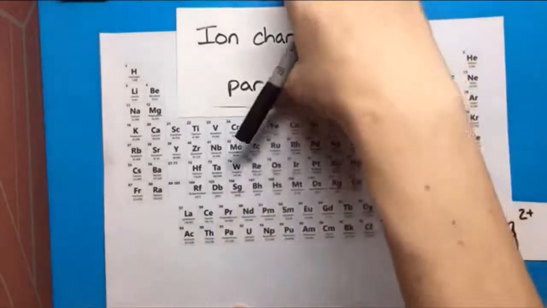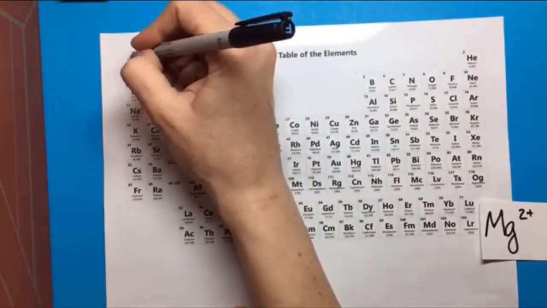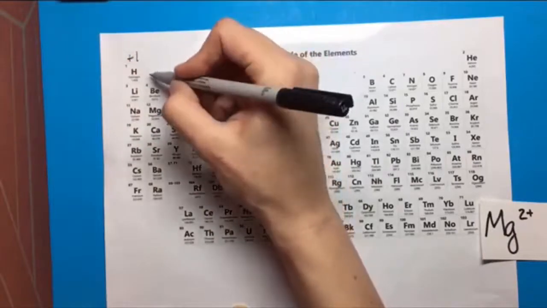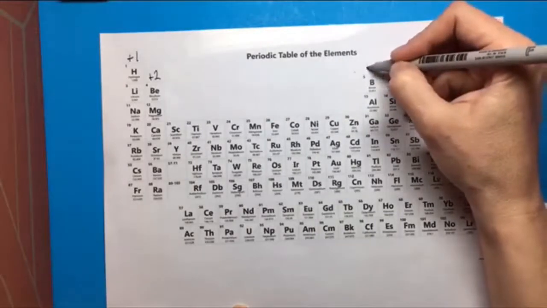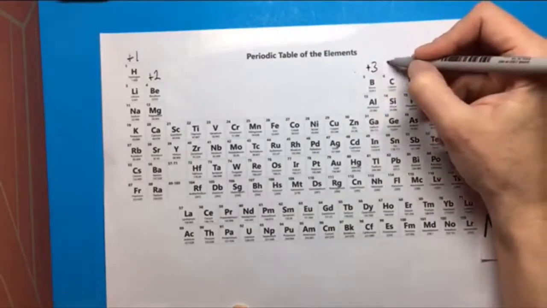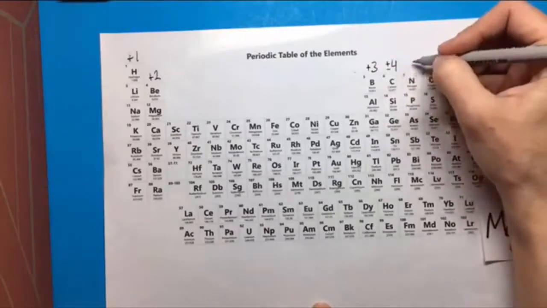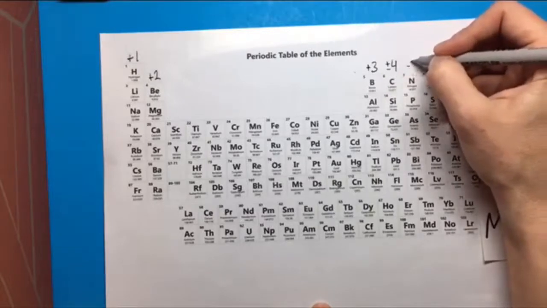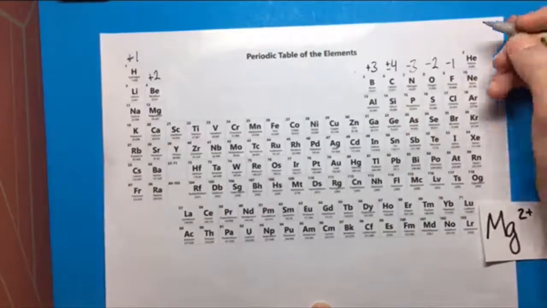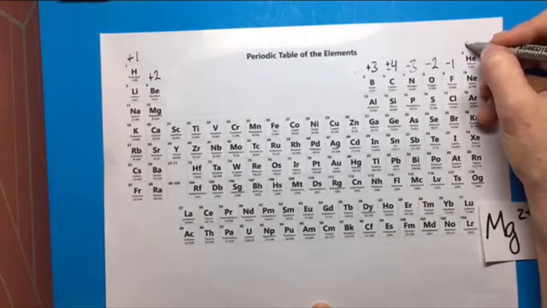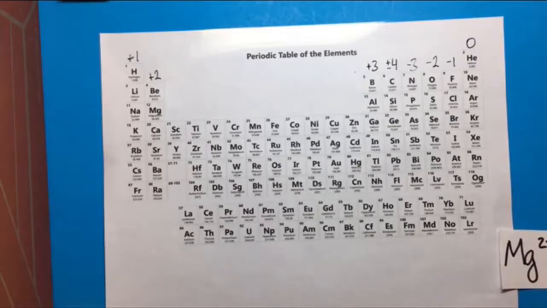For instance, elements in group 1 tend to form ions with a charge of +1. Elements in group 2 tend to form ions with a charge of +2. Group 13 tend to form ions with a charge of +3. Group 14 can have a charge of positive or -4. Group 15 have a charge of -3. Group 16 have a charge of -2. Group 17 have a charge of -1. And group 18 does not form ions at all, so we say that they form ions with a charge of 0 because they don't form ions.